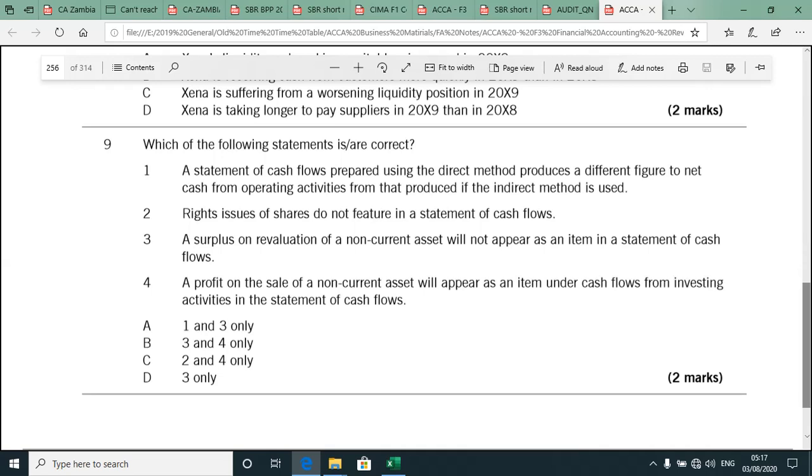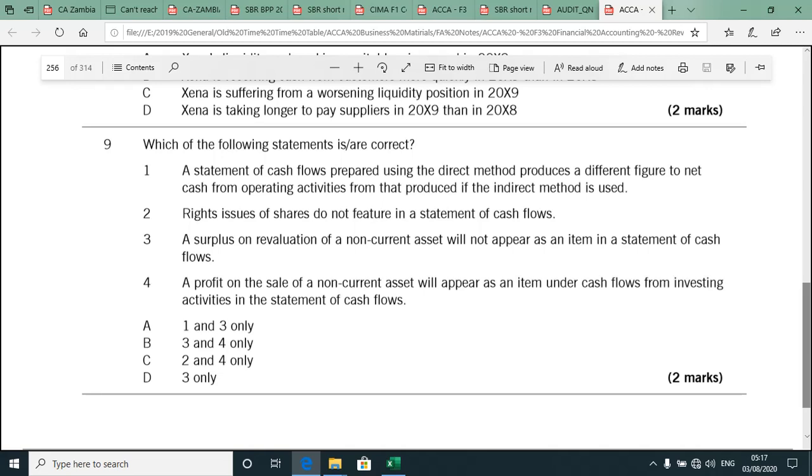A statement of cash flows prepared using the direct method produces a different figure to net cash from operating activities from that produced if the indirect method is used. The statement is false, because it is supposed to be the same. Then 2 says rights issue of shares does not feature in the statement of cash flows. It does feature because the rights issue also results in cash.